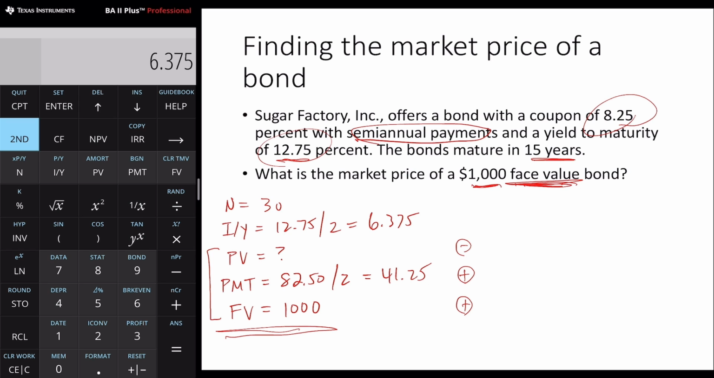6.375 is my I over Y. 41.25 is my payment amount. And 1,000 is my future value. So I compute the present value, and I get 702.33. And you can see, yes, it's a negative sign, which indicates that the cash flow is going away from me because that is what I'm paying for the bond today. And that's it for that problem.